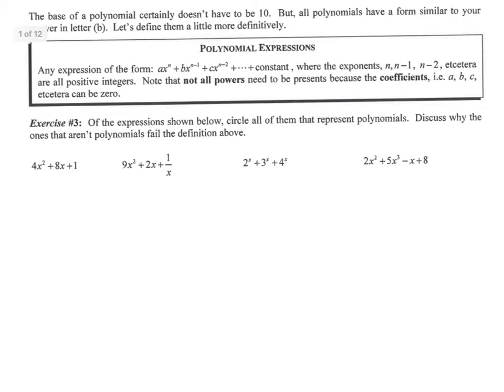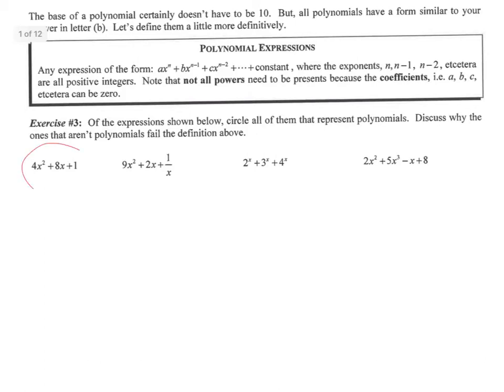Any expression of the form ax to the n power plus bx to the n minus 1 plus and so on, where the exponents n minus 1, n minus 2, etc., are all positive integers. Note that not all powers need to be present because the coefficients a, b, c, etc. can be 0. Of the expressions shown below, circle all of them that represent polynomials. Discuss why the ones that aren't polynomials fail the definition above.